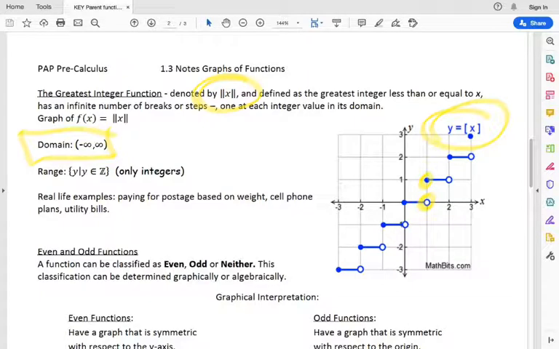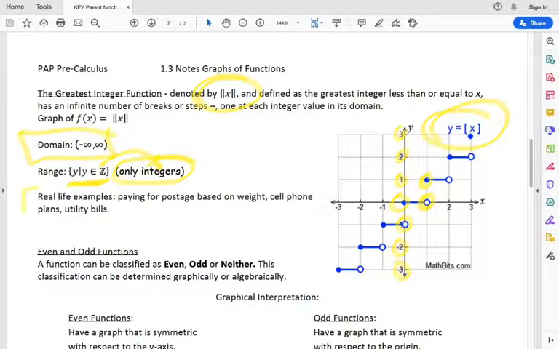For the y's though, we only use integers, and this is how we write that. Y is the set of all integers. That little Z symbol just means integers. Okay, so if you'll notice here, we only use numbers like 0, 1, 2, 3, no decimals or fractions.